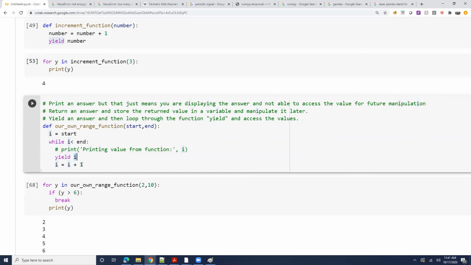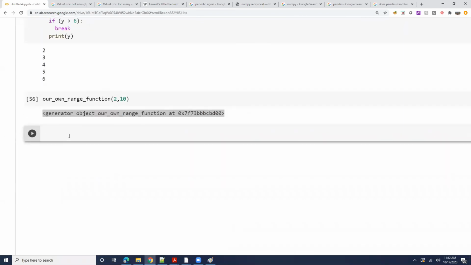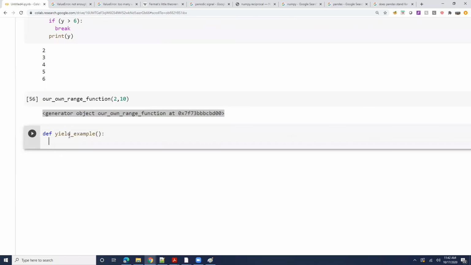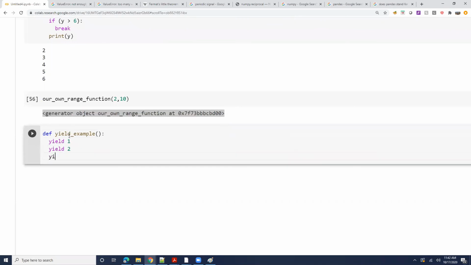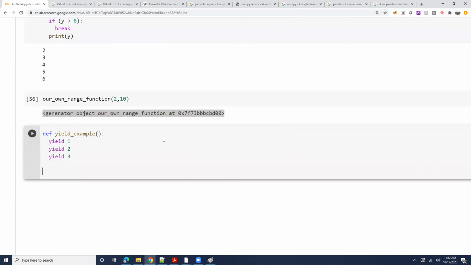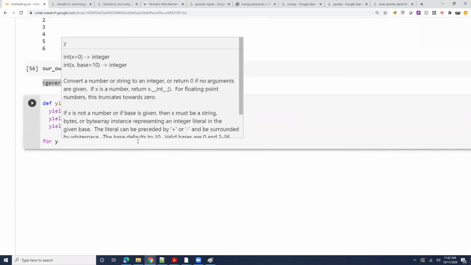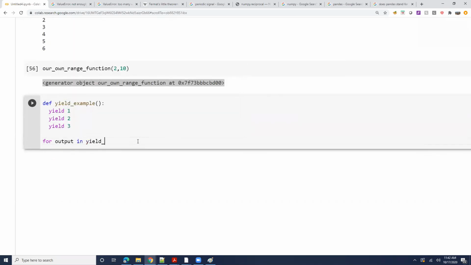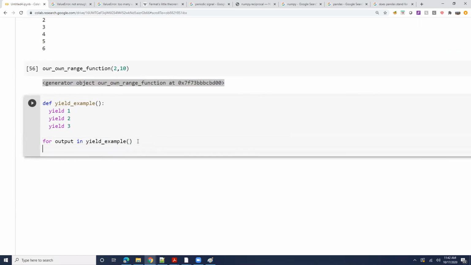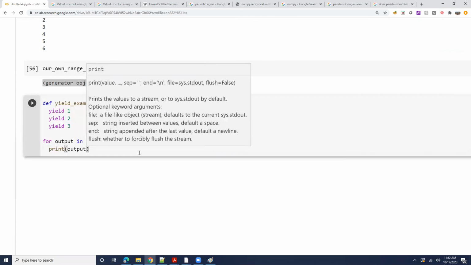Yield comes up to this point, and then when you call the function again, it resumes processing from the line after that. So let me make a simple function, a yield example. Maybe this function is very clear. So yield 1, yield 2, yield 3. So this is a very simple function to show the meaning of a yield function. For output in yield example, so this function now prints 1, 2, and 3.